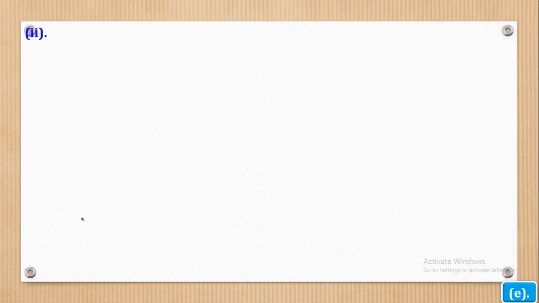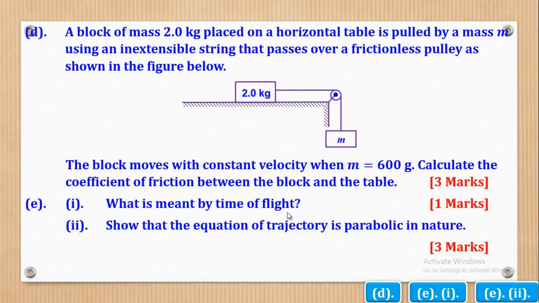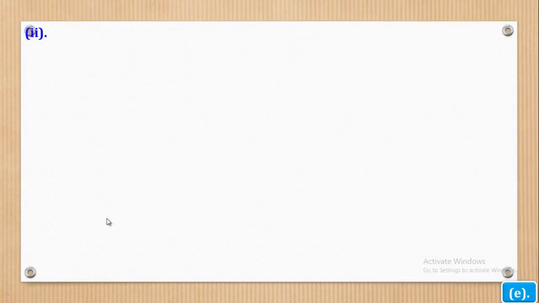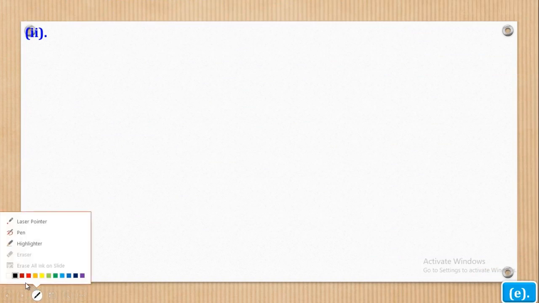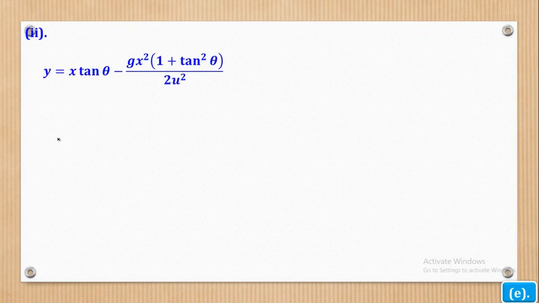So now we shall go to Roman 2. So Roman 2 says that show that the equation of trajectory is parabolic in nature. So first of all, we shall state the equation of trajectory. Then after stating it, we shall come and say that theta, g and u are constant because there is only one angle of projection, and there is also one initial velocity.